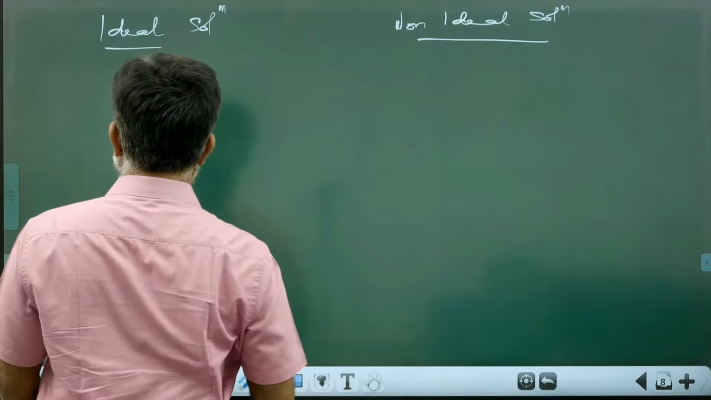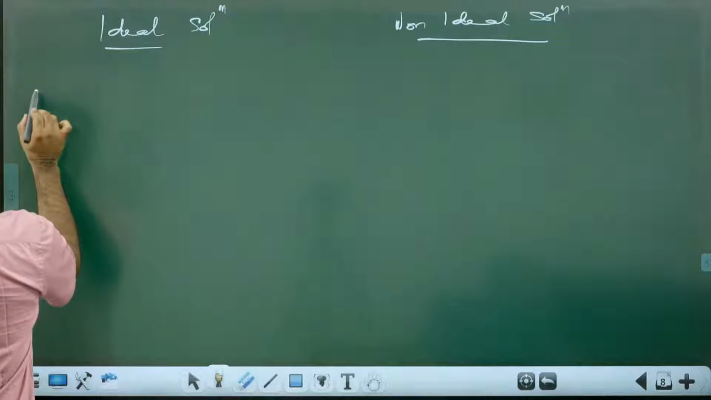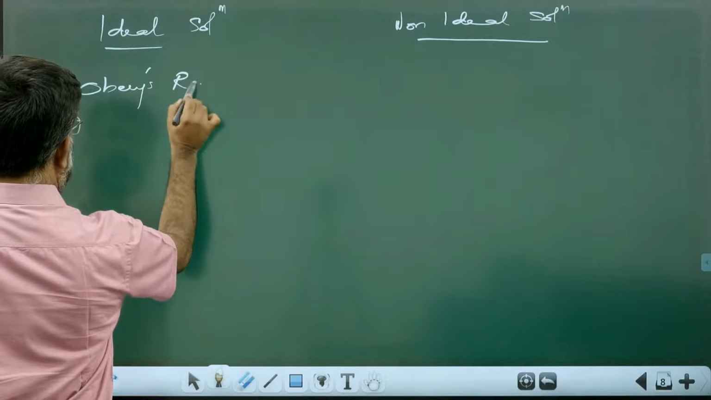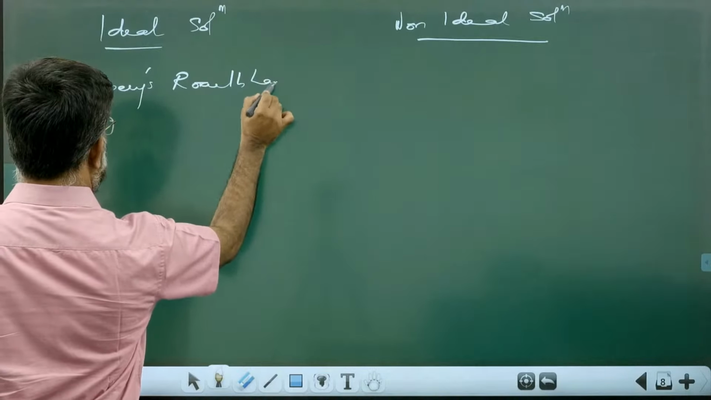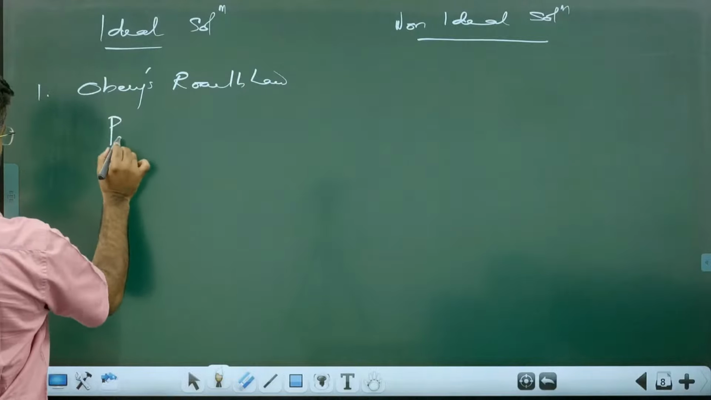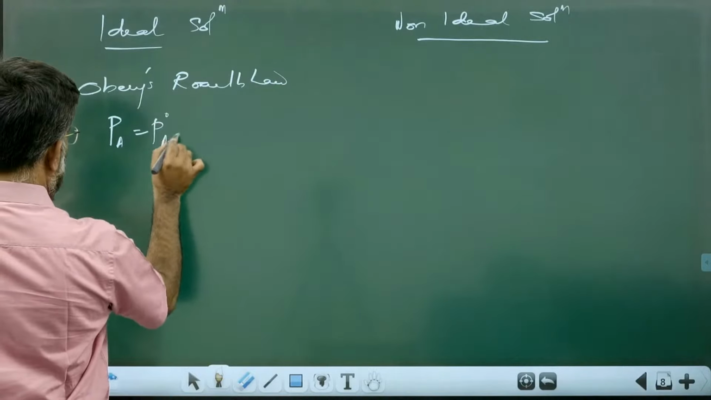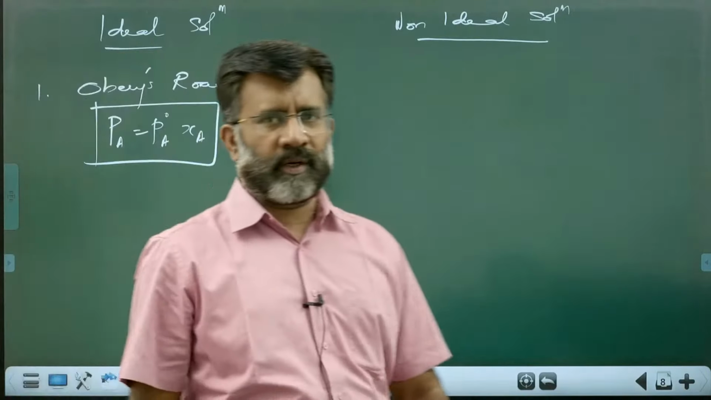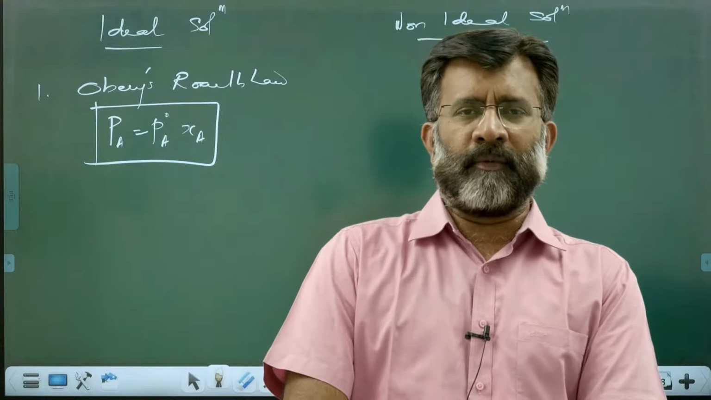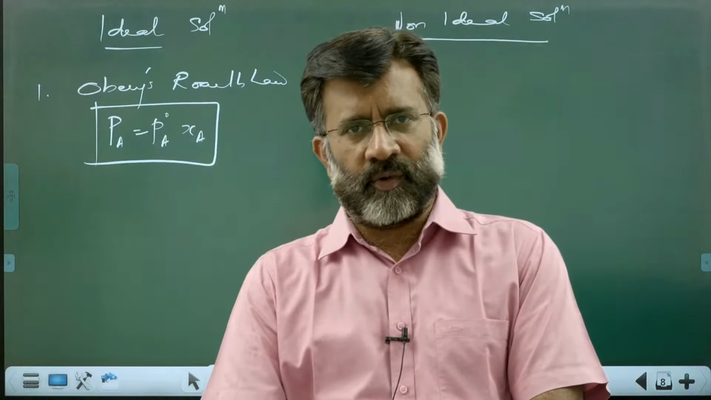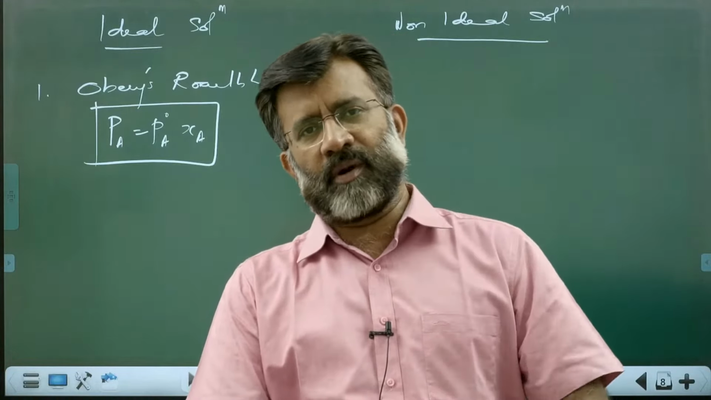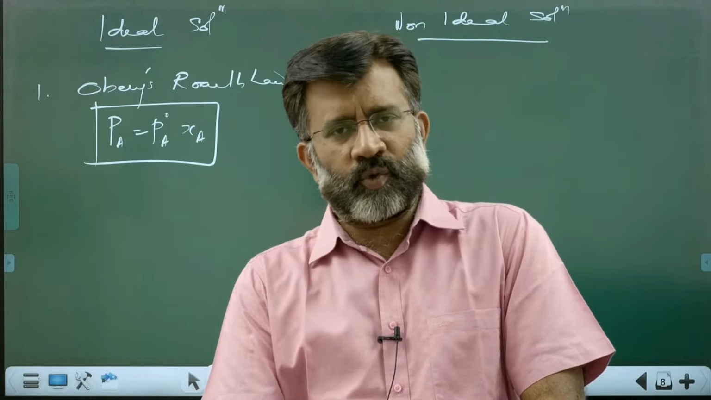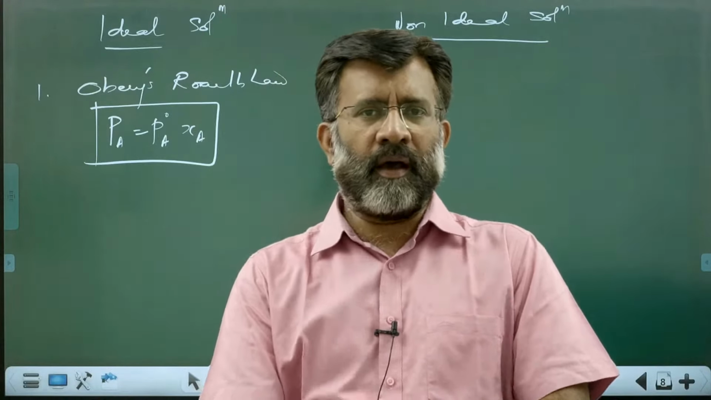What is meant by ideal solution? Ideal solution means the one which obeys Raoult's law. What is Raoult's law? PA equals P naught A XA, or PB equals P naught B XB. That is Raoult's law. Partial pressure of a component will be equal to vapor pressure of the pure component times the mole fraction of that component in the solution. So any solution which obeys Raoult's law will be called an ideal solution.